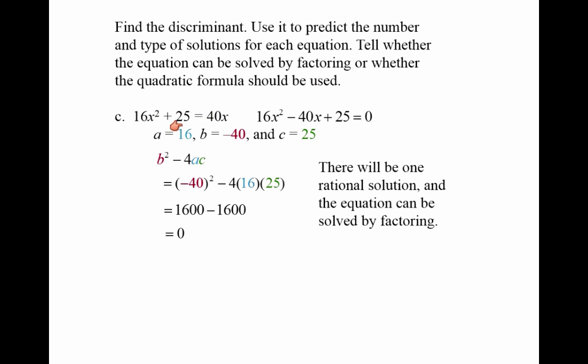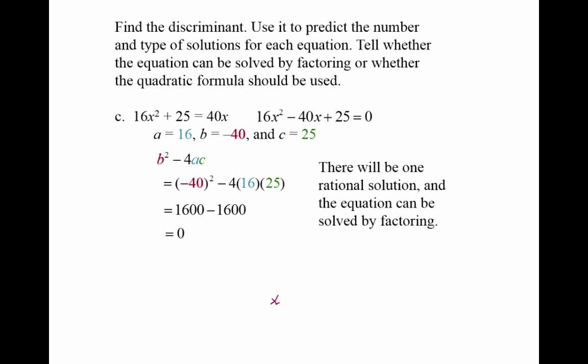So here we have our example. We need to write this in the standard form. If I subtract 40x from both sides of the equation, I can write it in standard form: 16x squared minus 40x plus 25 equal to 0. Now I need to identify the values of a, b, and c.